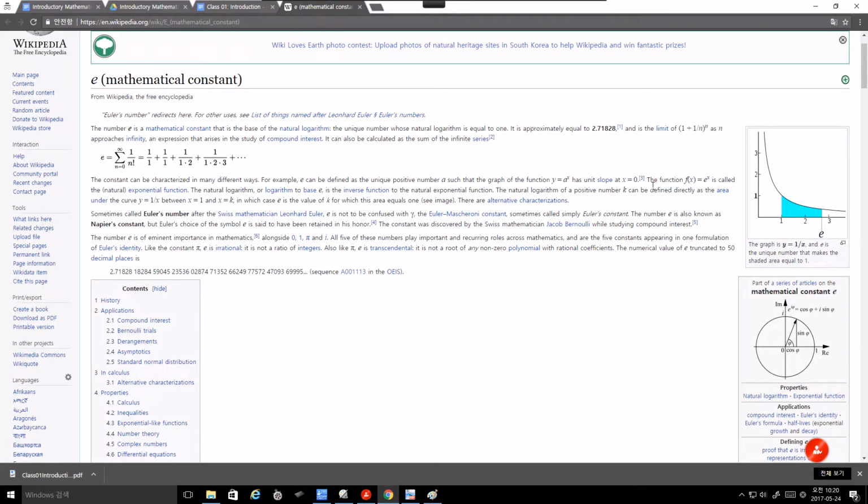Now the function f(x), E to the power of x, is called exponential function. And the natural logarithm or logarithm to base E is the inverse function of the natural exponential function. I'll explain this one in more detail shortly.